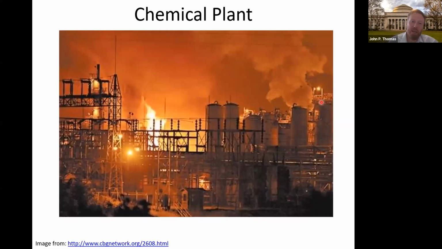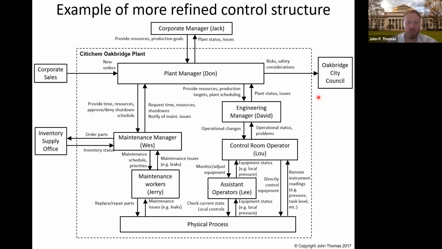In a chemical plant, here's a little bit more of an organizational control structure. Let's say we don't have a lot of automation in this plant, but we've got some assistant operators in the field. We've got some control room operators here that are directly controlling some equipment. They're also monitoring and adjusting equipment through some field operators. We've got some maintenance workers that are replacing or repairing parts. They have to detect maintenance issues, which is one weakness we might want to think about. We've got a maintenance management control loop. We've got a plant management control loop here.